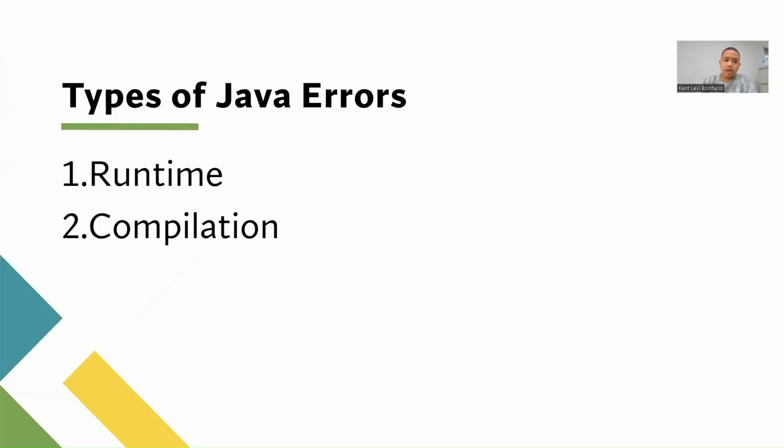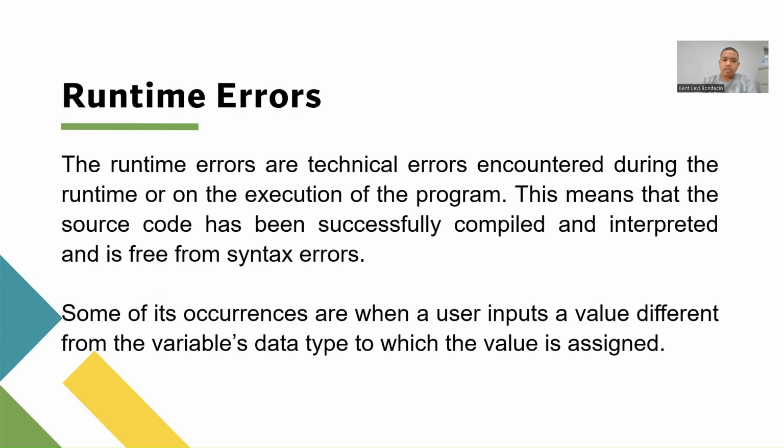So to start with, there are only two types of errors in Java: the runtime and the compilation. The runtime errors in Java are technically errors encountered during runtime or execution of the program. Thus, the word runtime. So meaning, ay siya kapakita pag garan ang atong program. Okay? This means that the source code is successfully compiled and interpreted, and that it is free from syntax errors. The syntax error is another error under the compilation error, which we're going to discuss later.